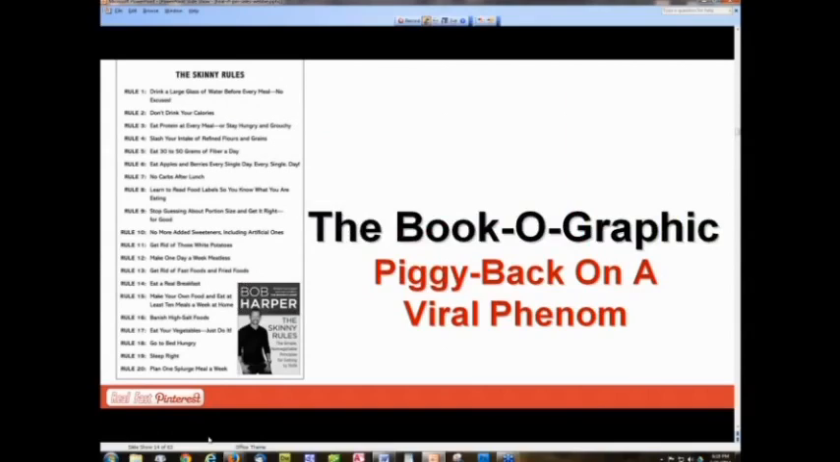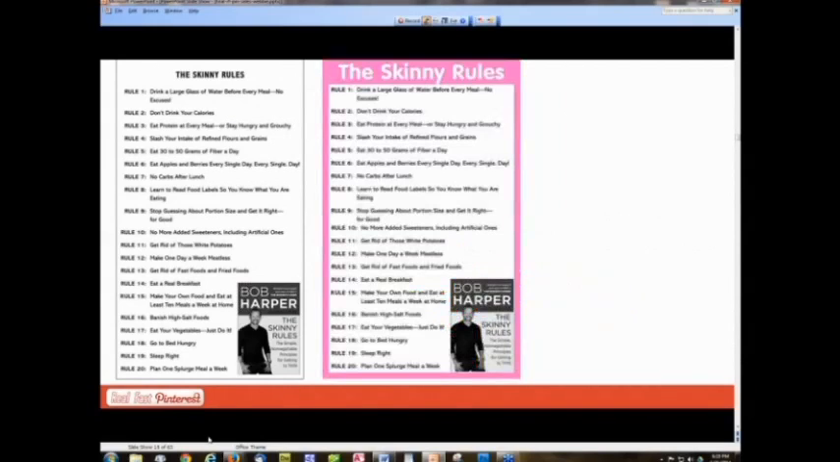One of the days when I was on Pinterest back in November of 2012, I saw this post come up, The Skinny Rules by Bob Harper. And I looked at it and I thought, boy, this is kind of plain and ugly. I can do something a little bit better with it. So, of course, I put a pink border around it.